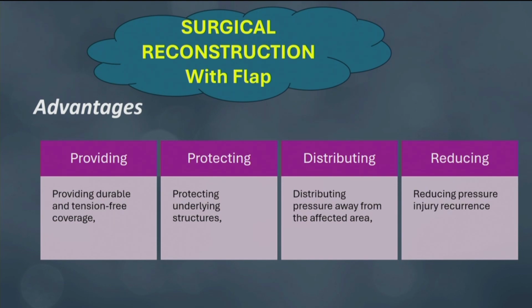So the next part is the surgical reconstruction by flap. This is reserved for the stage 4 pressure ulcers. As I said earlier, we should always try to manage conservatively till the pressure ulcer is up to stage 3. The advantage of surgical closure is that it provides a durable and tension-free coverage. It protects underlying structures, distributes pressure away from the affected area. It reduces pressure injury recurrences.